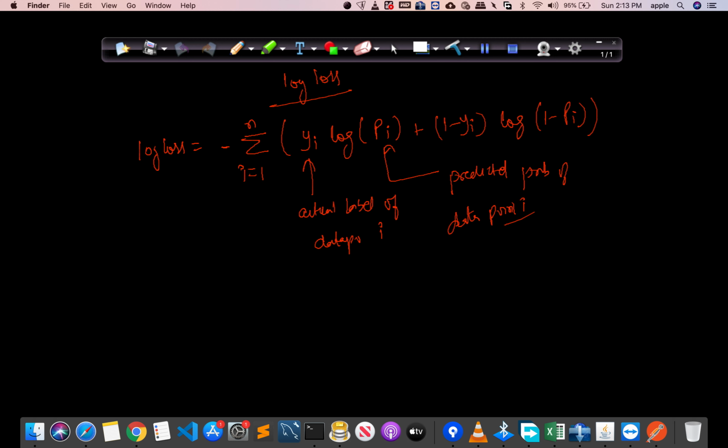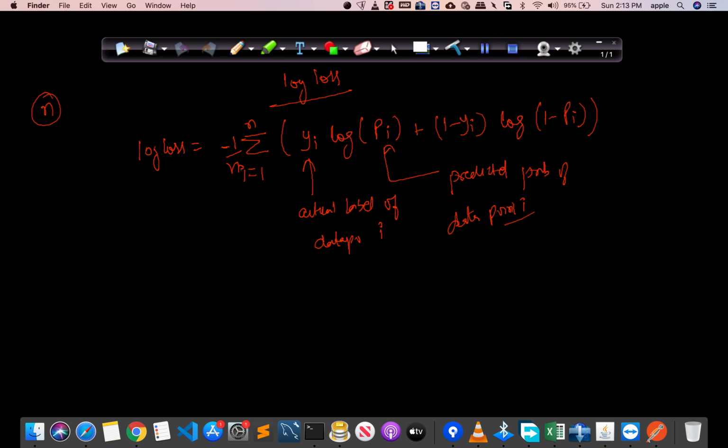Okay, and what is this n? This is for n data points. Suppose we have n data points and we want to calculate the log loss, so then we will take a summation of all and we take an average. This is 1 upon n also. So we'll take the average and we will get the log loss on the whole data set.